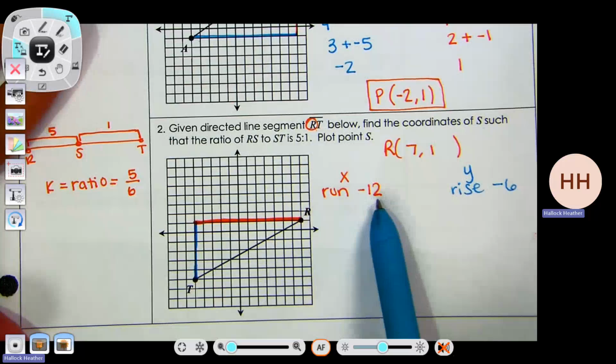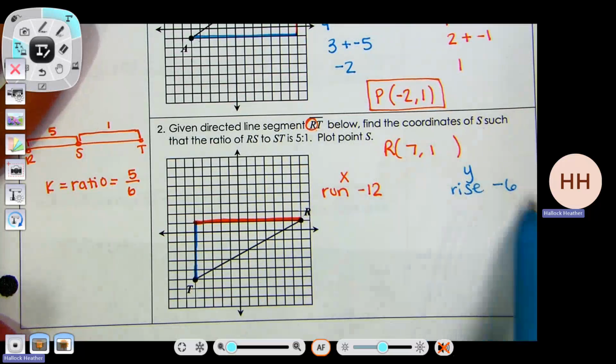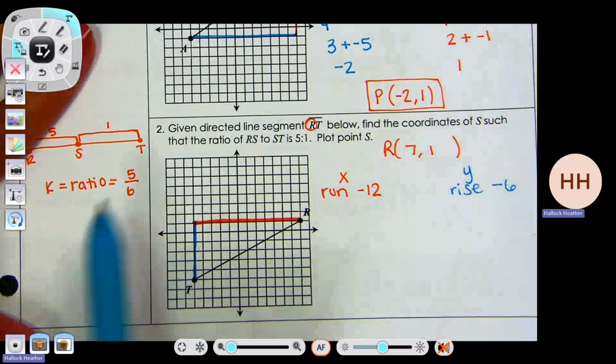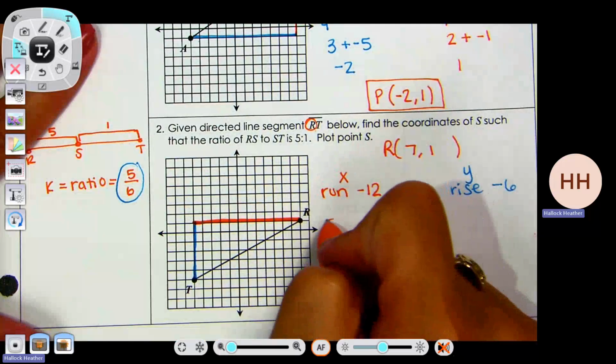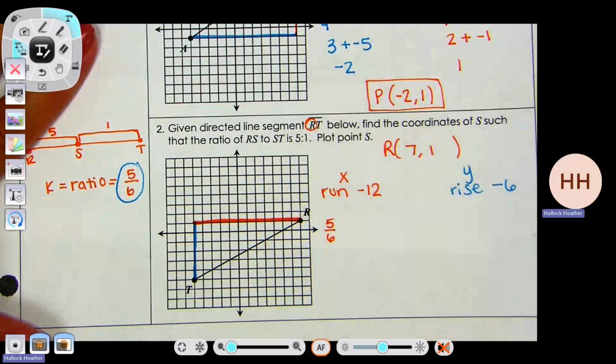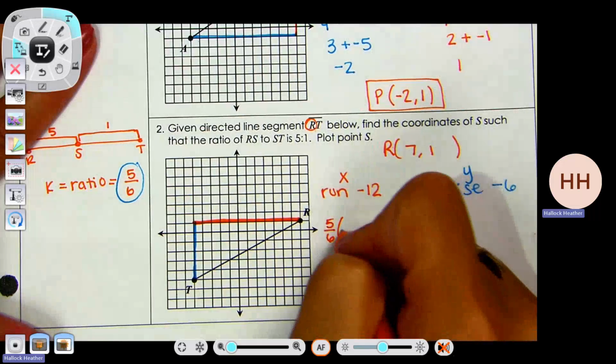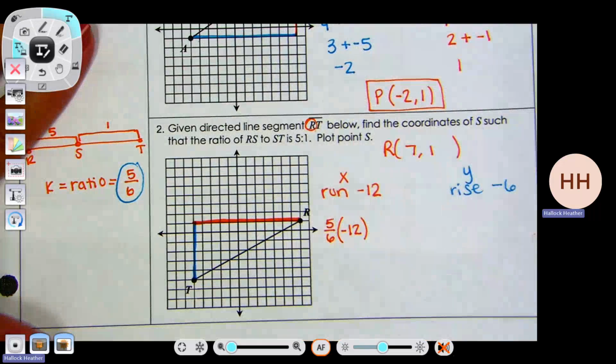Okay, so the concept behind this is I don't need to go the whole distance. I do not need to go the whole 12 to the left. I do not need to go the whole 6 down. I need to go 5/6 of that amount. So I'm going to take my K, which is 5/6, and multiply by the entire distance, because I don't need to go that whole distance. I need to go 5/6 of the way.